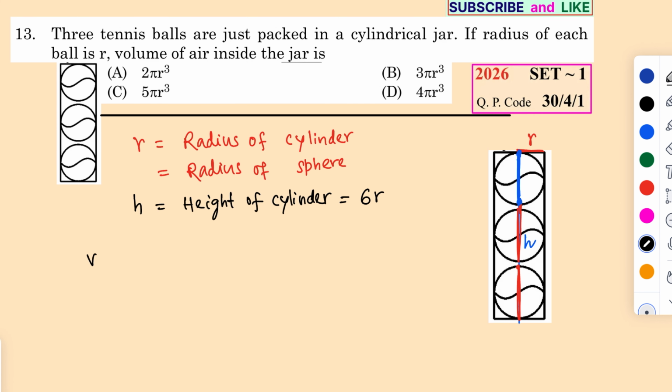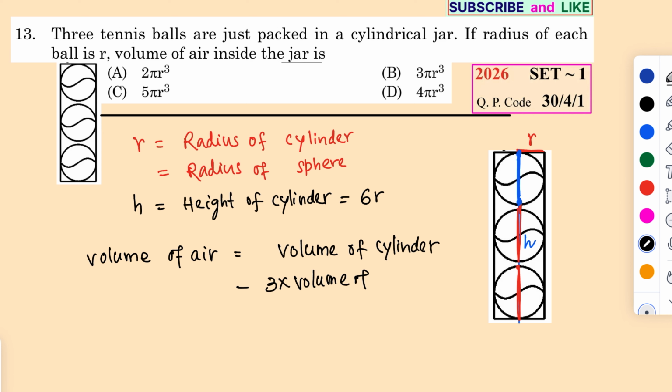So now the volume of the gap or volume of air will be equal to volume of the cylinder, that is the cylindrical jar, minus 3 into volume of one spherical tennis ball. Volume of a sphere. Volume of the cylinder now.